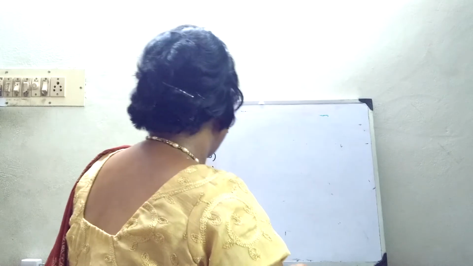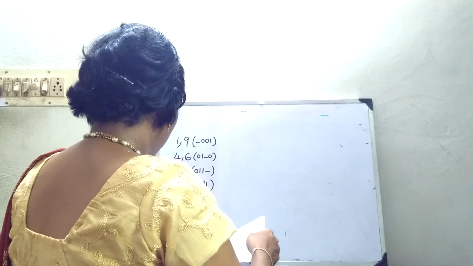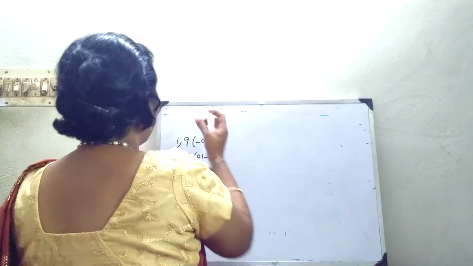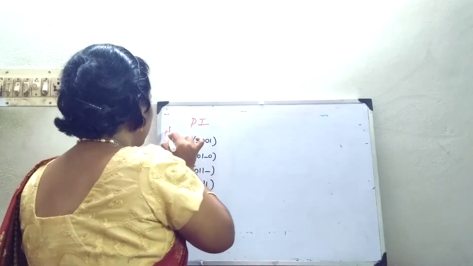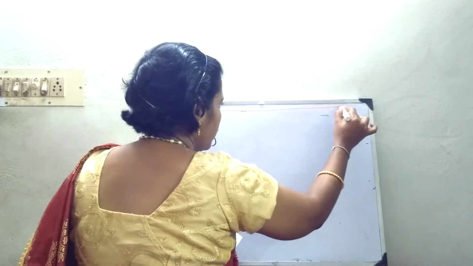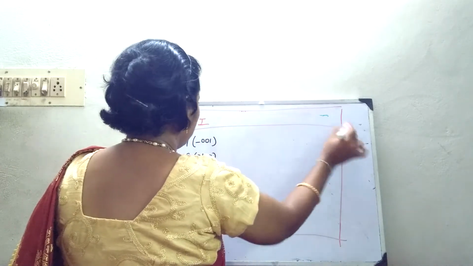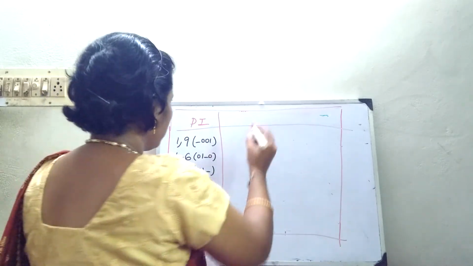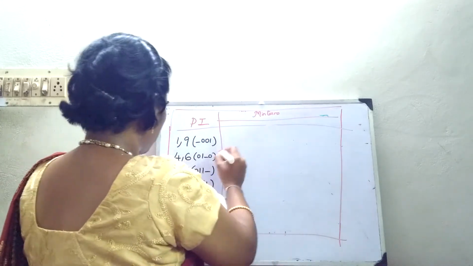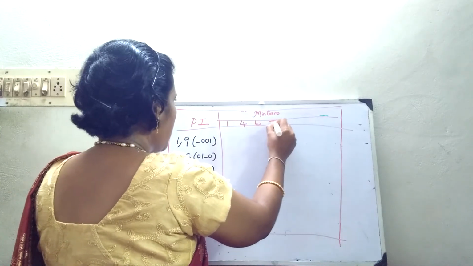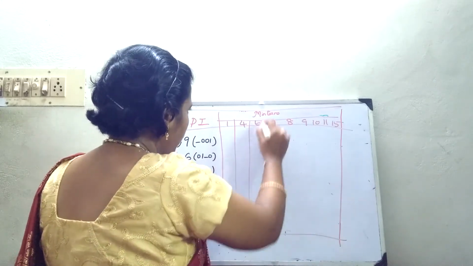So now the next step is, whatever terms we have obtained are called prime implicants, the terms which are unticked. And whatever minterms are given in the question, I am writing here: 1, 4, 6, 7, 8, 9, 10, 11, 15. Whatever it is in the question, I am writing it here.